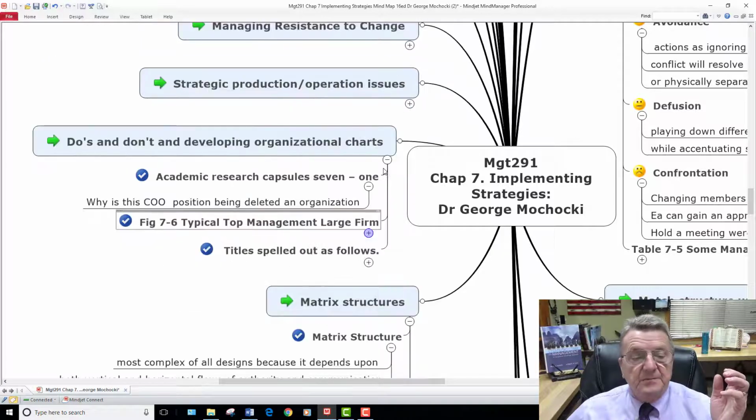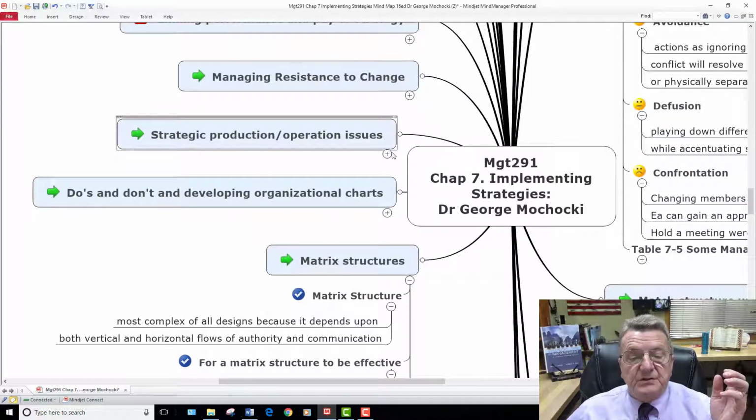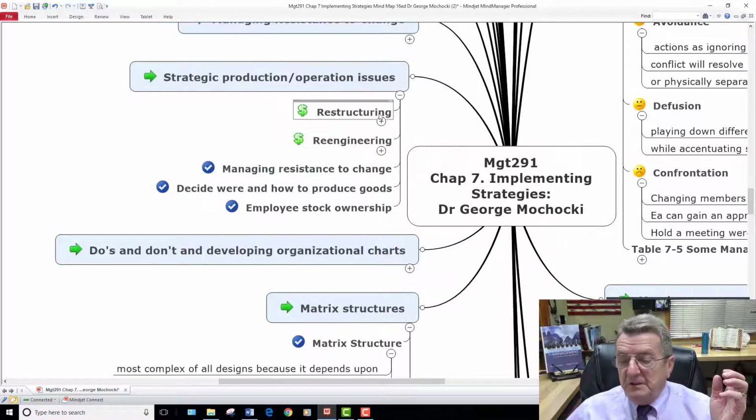You don't have to get rid of it. These are just suggestions. Okay. Now the next one, strategic operations. You have restructuring. If I look at restructuring, for lack of better words, let me just close this off.